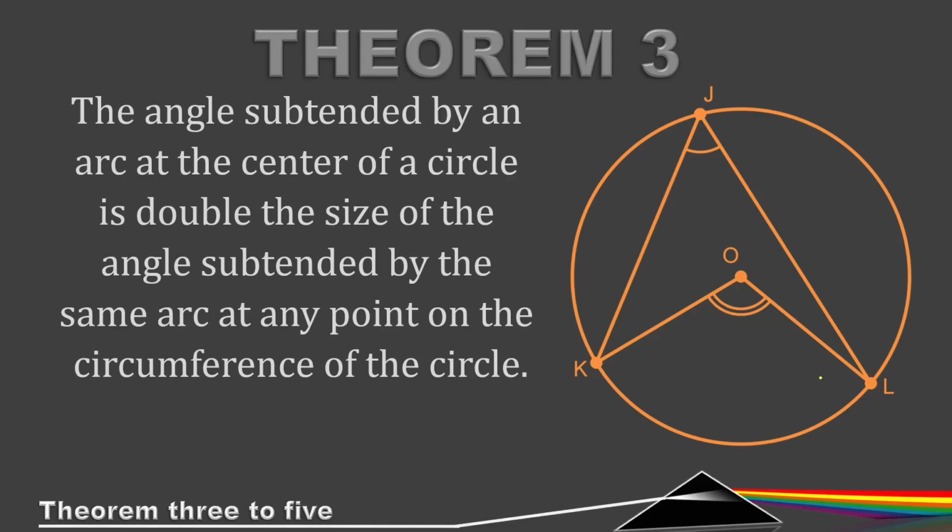And then when you follow these same 2 points through to a point on the circumference, you'll see that it forms a second angle over there. So basically what Theorem 3 says is that the angle that forms at the center will be double the size of the angle at the circumference, okay?